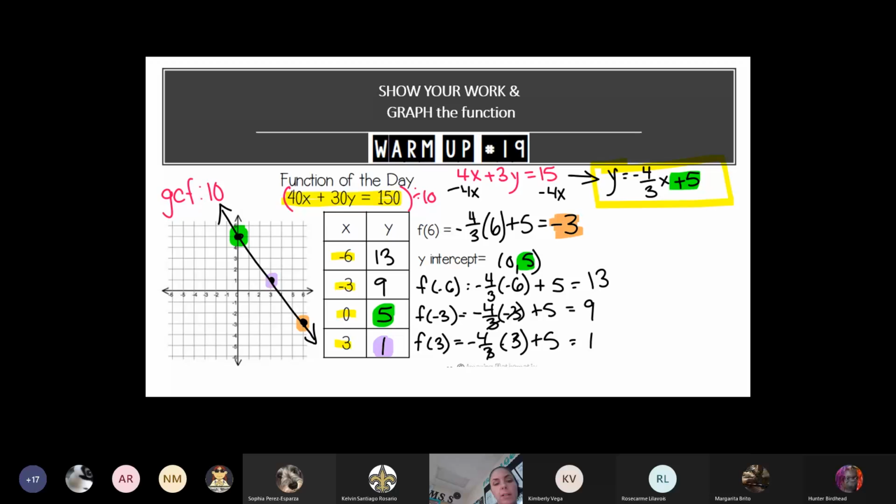Okay, don't forget to take out your GCF if you are dealing with an equation. As long as you multiply or divide the entire equation by the same number, you do not change the equation. So I'm sure you'd rather deal with smaller numbers than dealing with 40, 30, and 150.